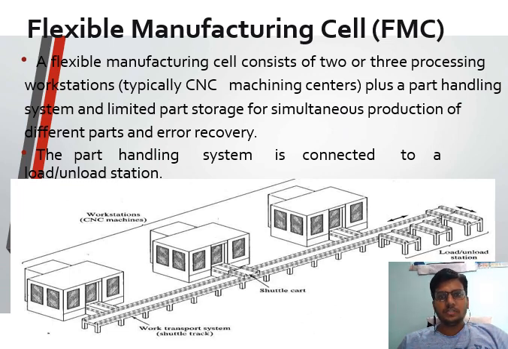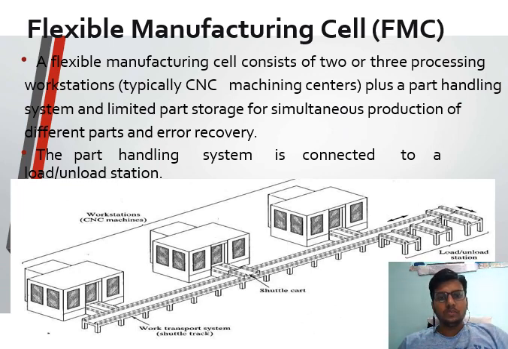So in this FMC system you have, as we can see in this picture, two or three CNC machining centers with your part handling system. This is your part handling system. We call it a work transport system.